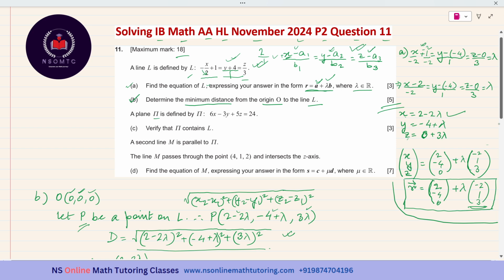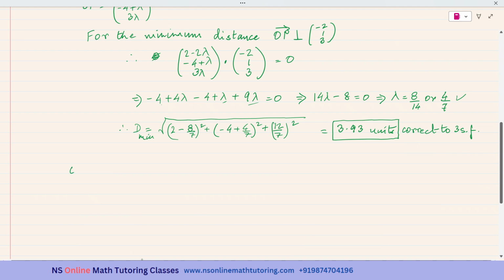Plane pi is defined by 6x minus 3y plus 5z equal to 24. So part C's question is: verify that pi contains L. So part C, pi: 6x minus 3y plus 5z equal to 24. And we have to prove that pi contains L.